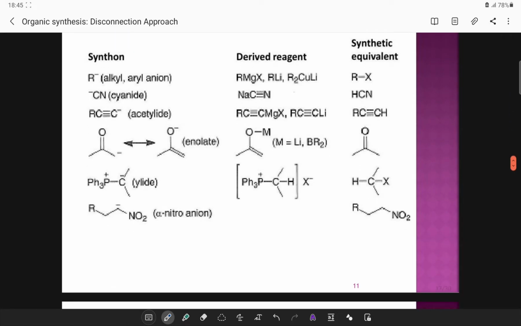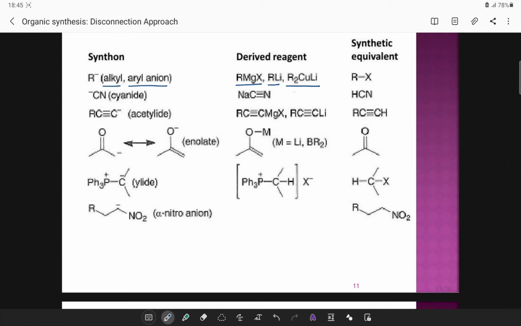After understanding the type of synthons, that is whether they are donor synthon or acceptor synthon, we need to know what are their respective synthetic equivalents and from which type of reagent they can be derived. For example, R minus. Now this can be an alkyl or aryl anion. They can be derived from RMgX, RLi, R2CuLi, that is dialkyl copper lithium.